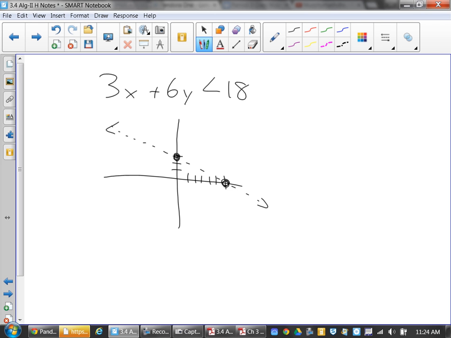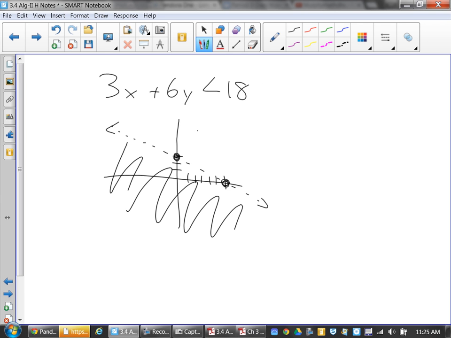0, 0. What's 0 plus 0? 0. Is it smaller than 18? Yes. So I shade towards that point. If I use 3 and 6, then it would be somewhere up here. 9 plus 36 is not smaller than 18, so it's false, so I shade on the other side. The easiest thing to do is if it doesn't go through your origin, use 0, 0.